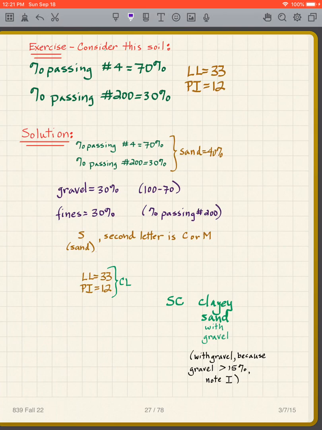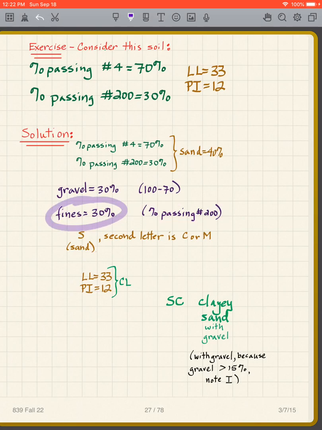Okay, so if I have 70% passing the number 4 and 30% passing the number 200, what do I have? I've got 40% sand, right? Because 70 minus 30 equals 40. So I have 40% sand. I have 30% gravel. Why? Because 70% passes the number 4, and 100 minus 70 is 30% gravel. And then 30% passes the number 200, which means that I have 30% fines.